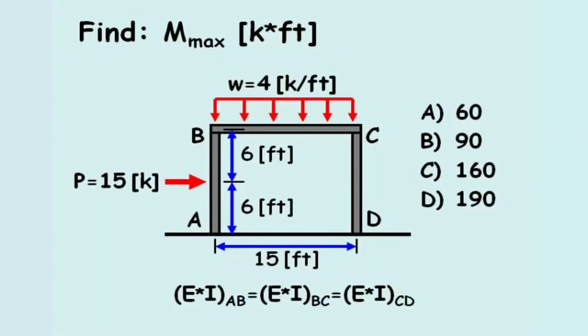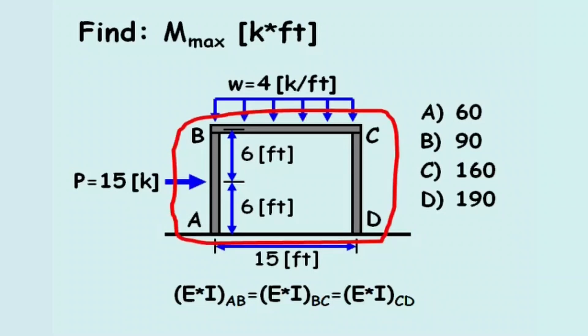Find the maximum moment in kip feet. In this problem, three beams, AB, BC, and CD, are welded together with fixed connections at points A and D.